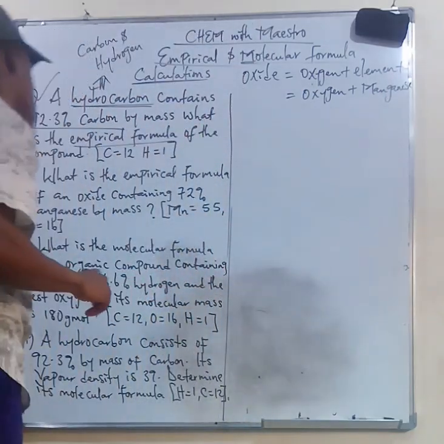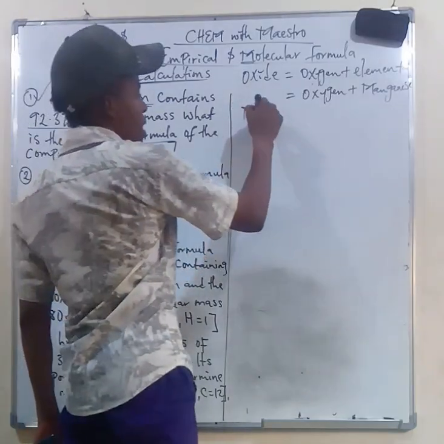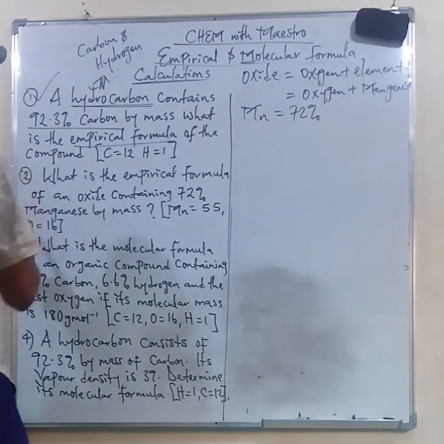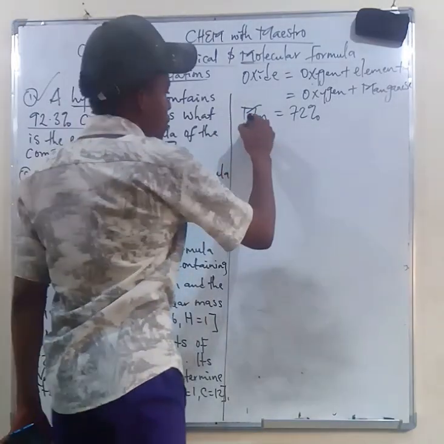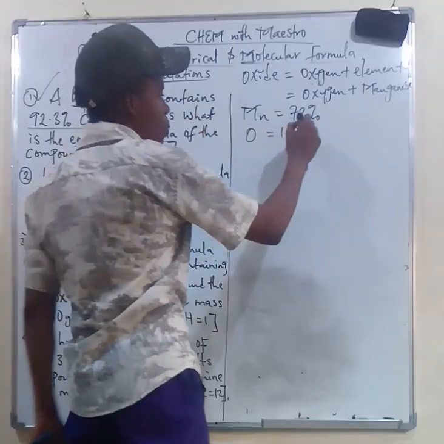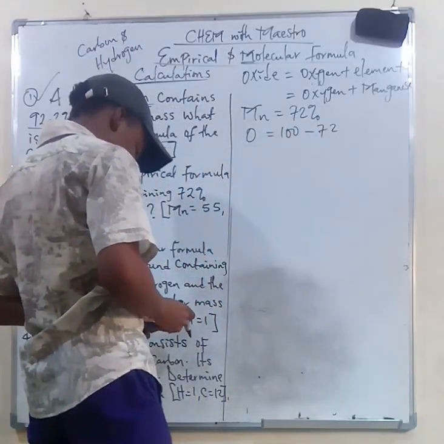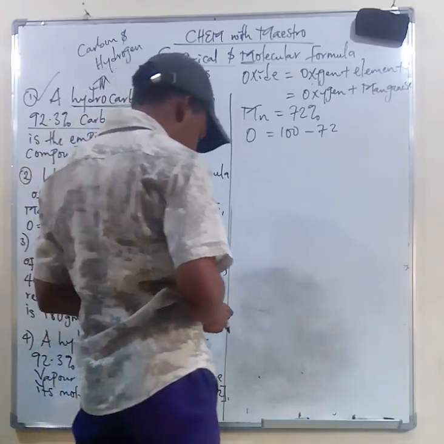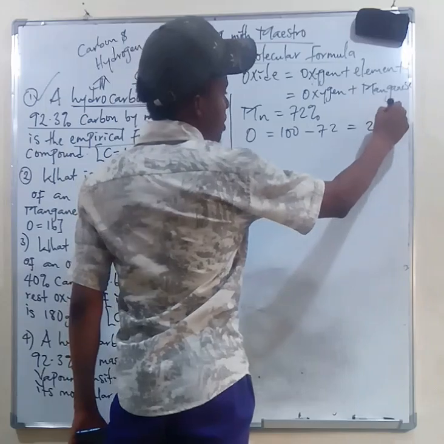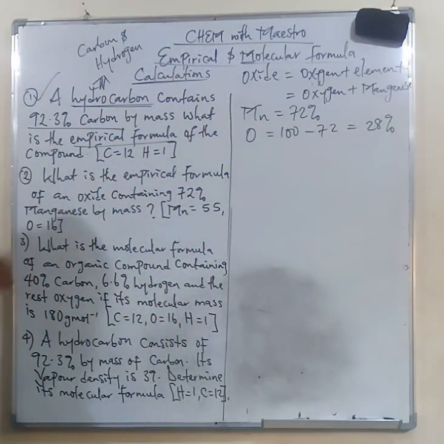Alright, so now, what is the empirical formula? We have the percentage of manganese to be 72%. They don't give you the percentage of oxygen, but we can get it. How do we do that? 100, similar to what we did in question 1. So 100 minus 72, what do we get? We get 28. So the percentage of oxygen in the oxide is 28.